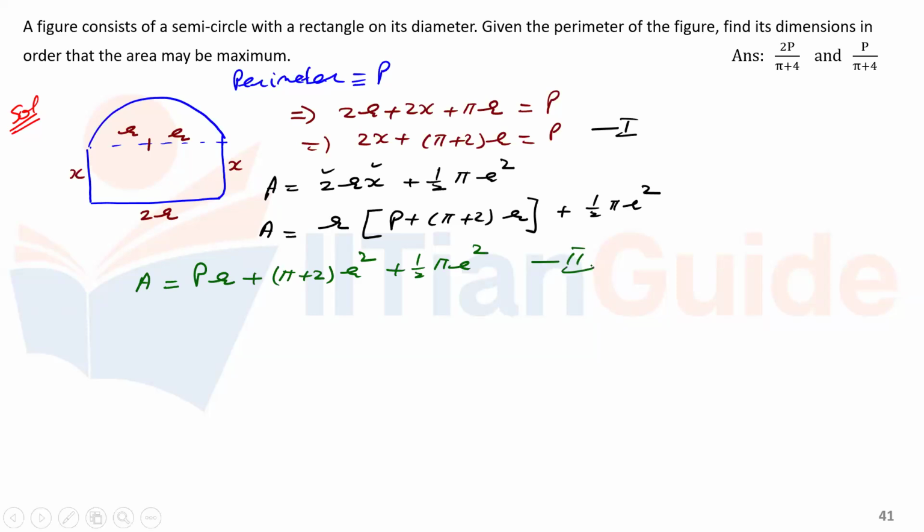We need to do maxima for this. Okay, no need to worry. Just calculate dA by dR. Do dA by dR, make it 0. Then you will get the value of R in terms of P. Okay, all of you please complete it.